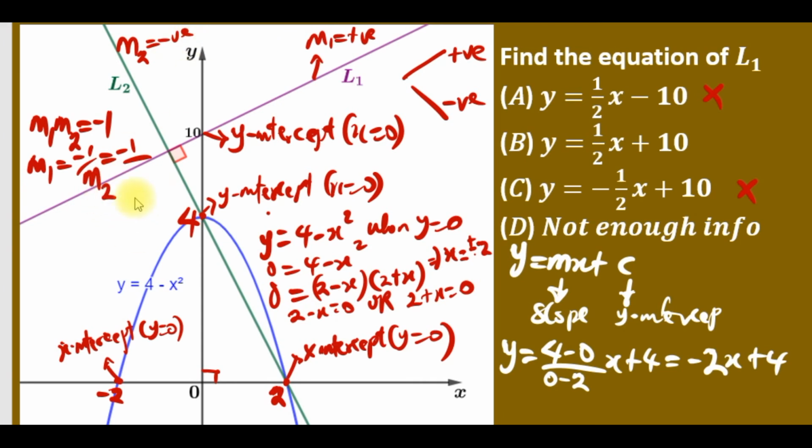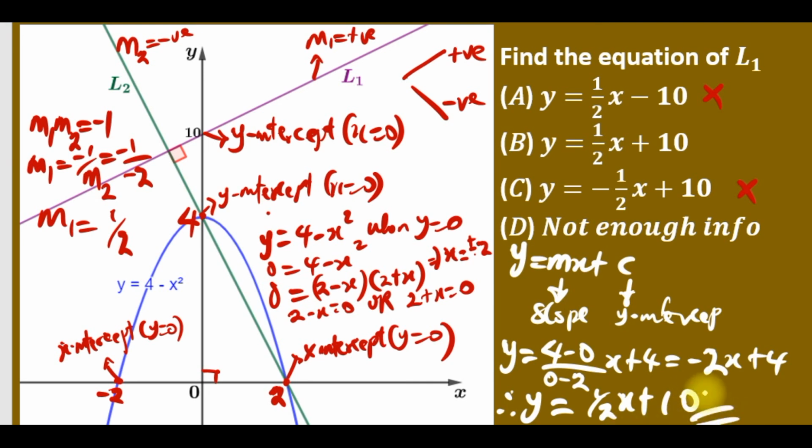So with that, we can get the slope m1 by substituting the value as minus 2. So the slope of m1 is 1 over 2. Using the same knowledge again, y equals mx plus c, where c is the y-intercept. The y-intercept for this L1 is 10. So the equation of L1 is y equals our slope, which is half, so half x plus the intercept, which is 10. This is our answer, and as you can see, the answer is option B.